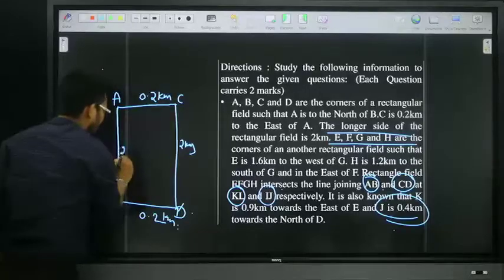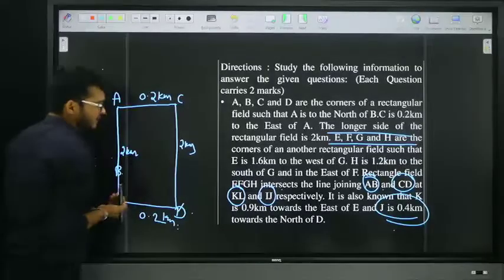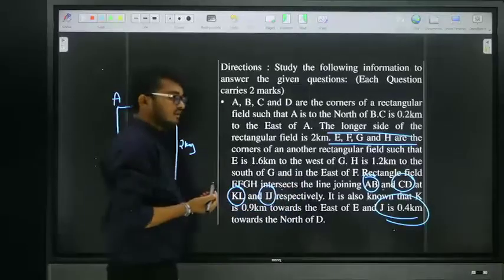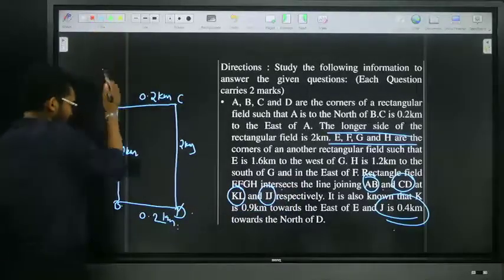Friend, this one is what? 2 km. This one is what? 2 km leave. Now, friend, the next one is what? See here. Point J is 0.4 km north of D. North of D. Yes, friends, see here. North of D means what?